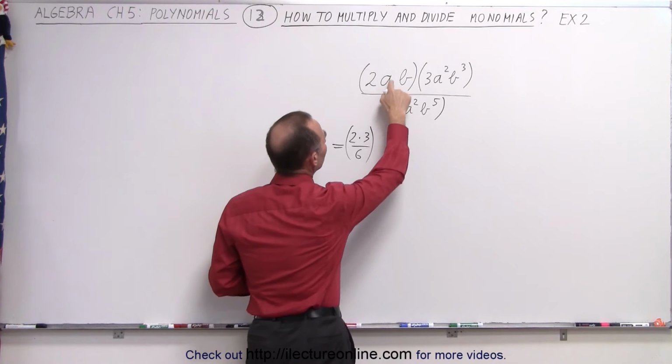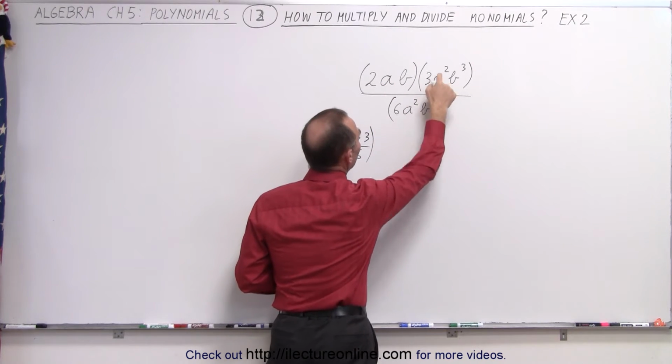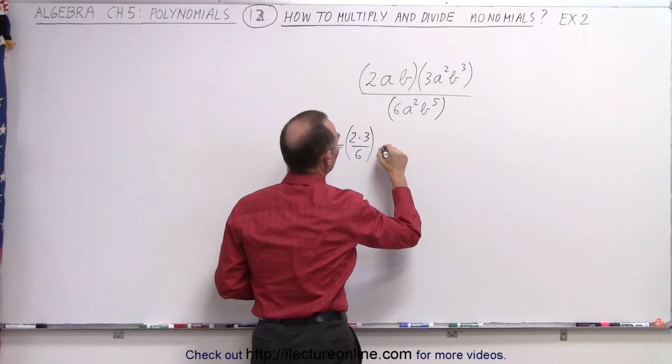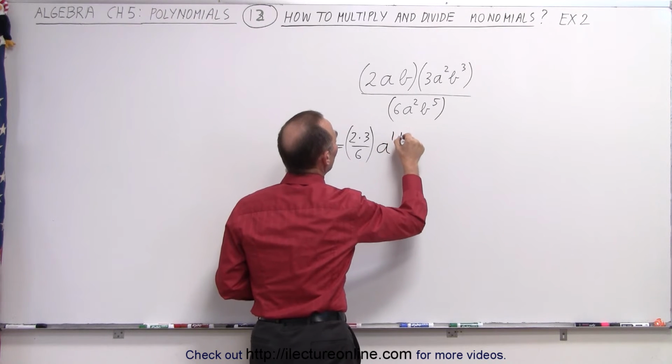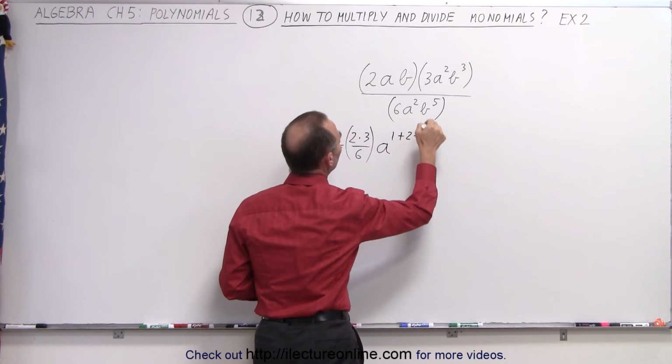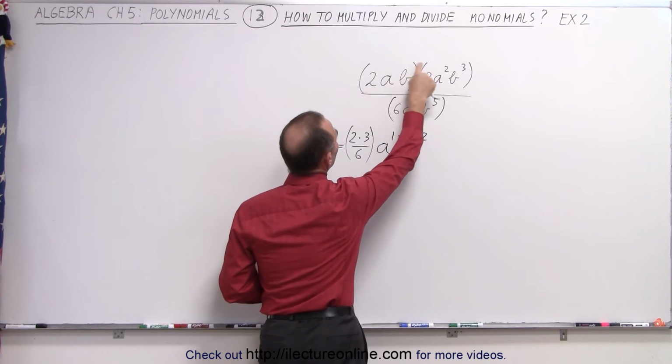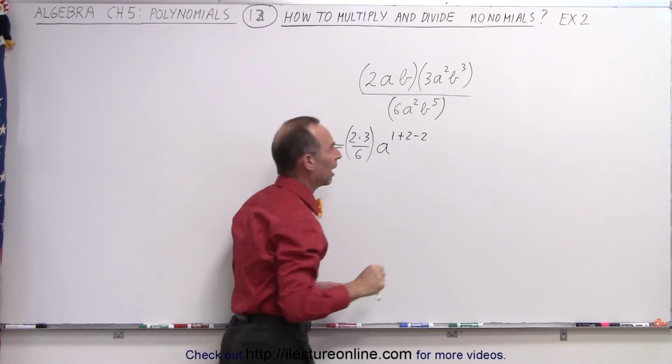And now we have a to the first power, a to the second power, and a to the second power. So this becomes a to the 1 plus 2 minus 2. We add the two exponents in the numerator and we subtract the exponent from the denominator.